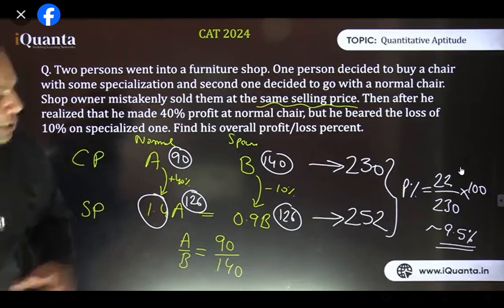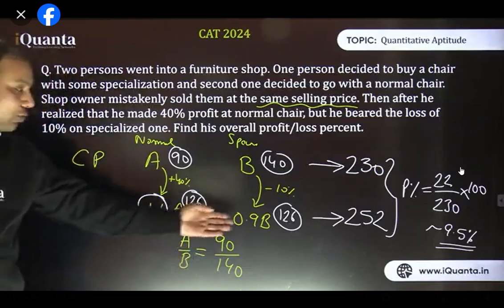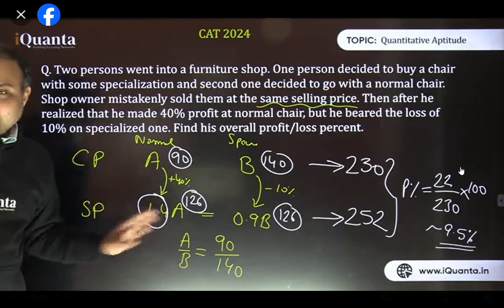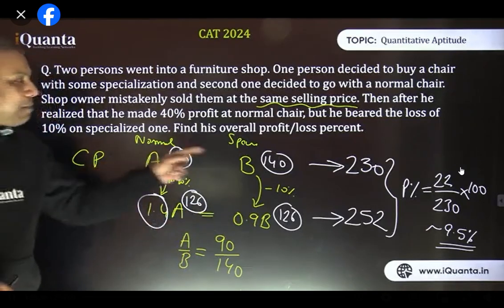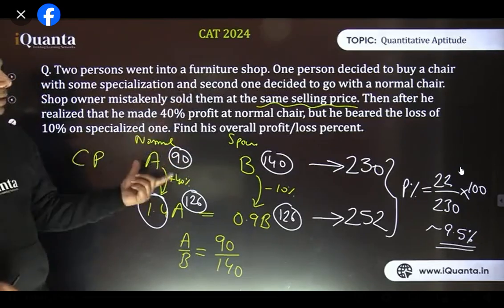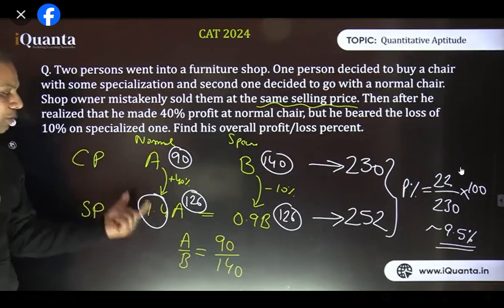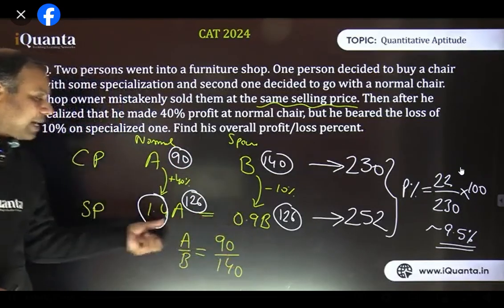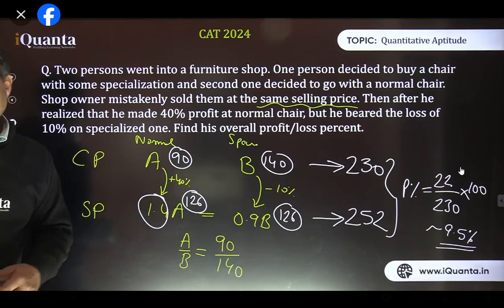Why did you take 19/40, sir? Brother, I took whatever came out, what's the problem? That was the ratios. We have just taken the ratio here. I don't assume any values. I have just taken the ratio. So A and B, if these were the cost prices of the two types of chairs, then selling prices come out to be 1.4A and 0.9B, and from here I got the ratio of A and B in this format.